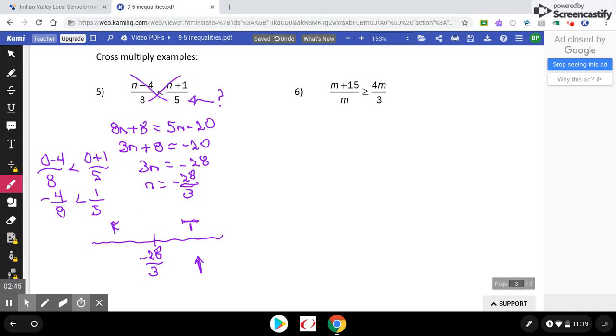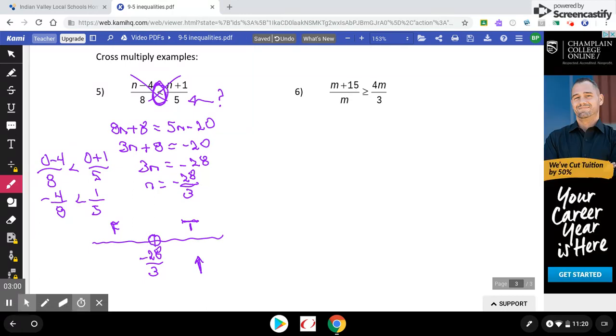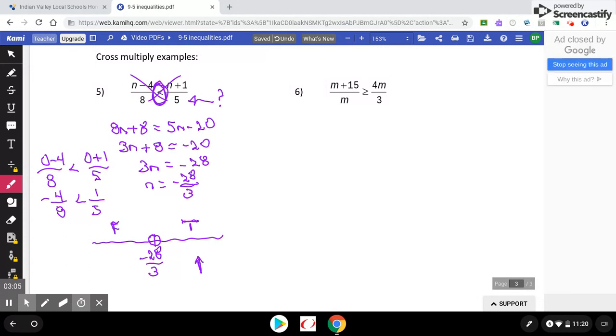So let's figure out, where did we get the negative 28 over 3 from? We got it from the original problem. And even though I crossed it off, and I apologize for that, look back up here. The original problem had a less than without an equal sign underneath it. Now remember, negative 28 thirds was not a restriction, but if it had been, I would have gone with an open circle because restrictions always get open circles.